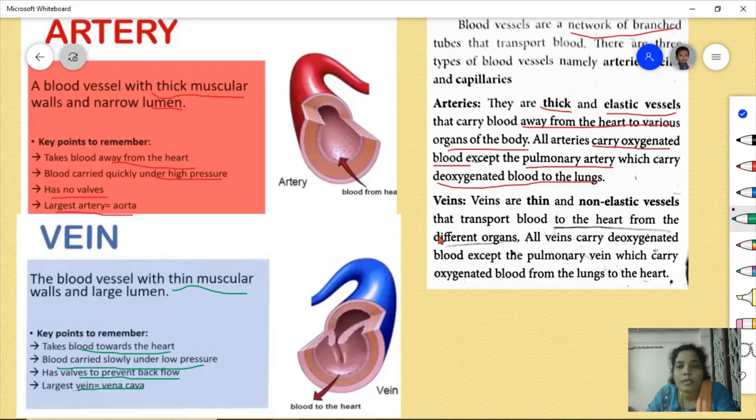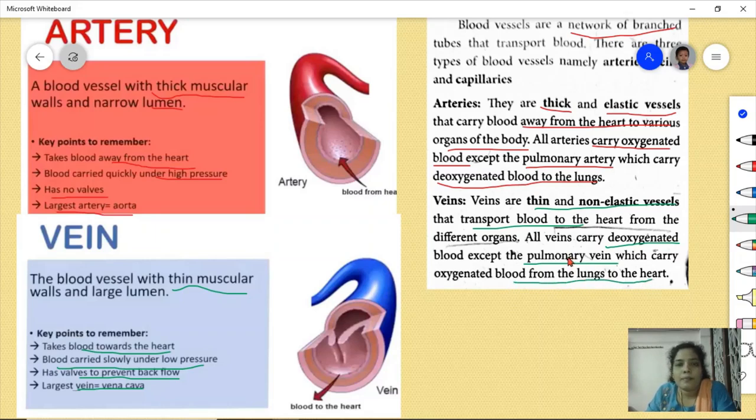The largest artery is the aorta. Veins are thin and non-elastic vessels that transport blood to the heart from different organs. All the veins carry only deoxygenated blood, but the pulmonary vein carries only oxygenated blood from the lungs to the heart.